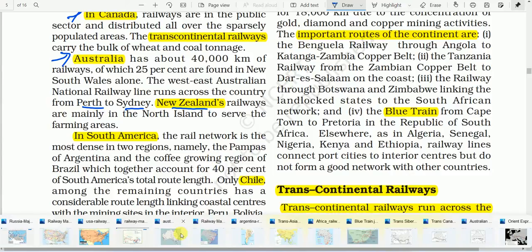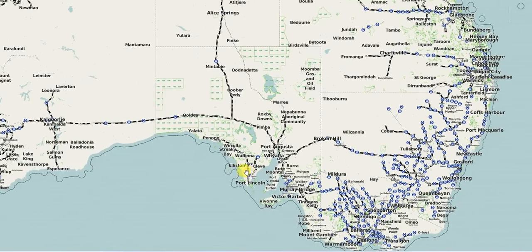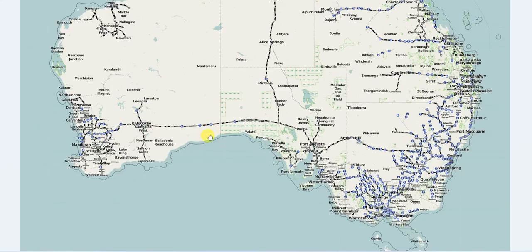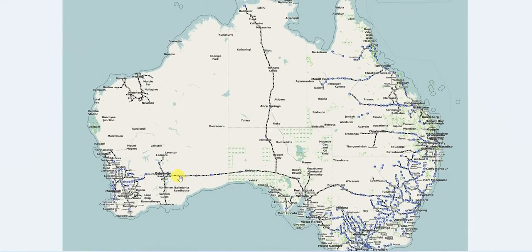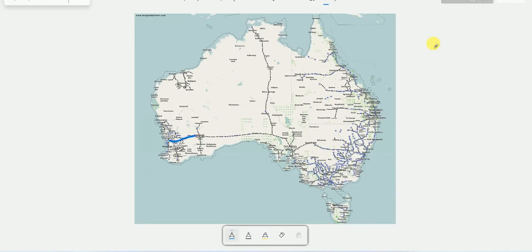So let us look at the map of Australia, showing railways here. Just see here, all these lines show the railways, and the one running east, west, north, south is the transcontinental one. So this is the transcontinental. Another one is also there, transcontinental, means connecting the two ends of the continent.